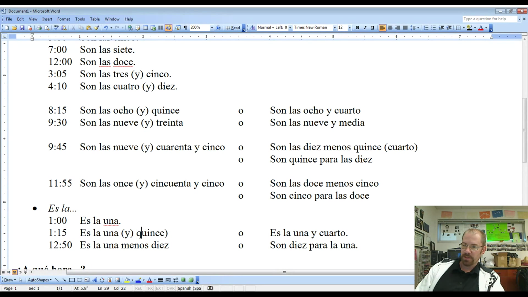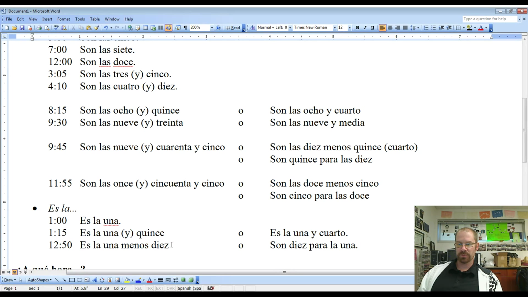So I say es la 1:15, or again, I could use that word cuarto, es la 1:15, if I want to. And then for 12:50, now you're wondering, why am I putting 12:50 on here if it's not 1 o'clock? Well, if I'm going to say it's 1 o'clock minus 10 minutes, then I still have to use the es la, because I'm saying es la una. You never use son las before una, basically.